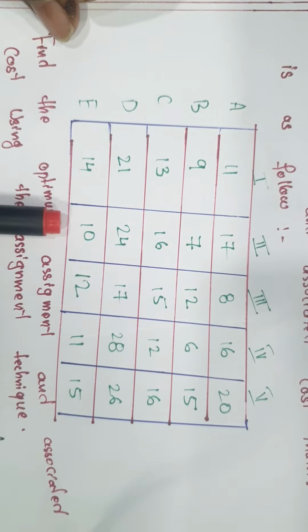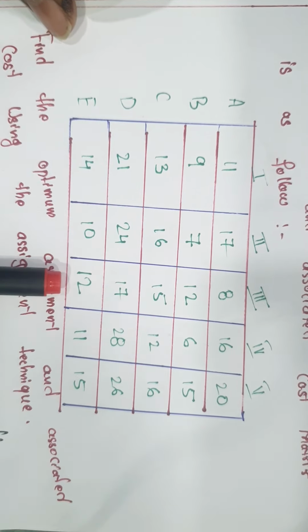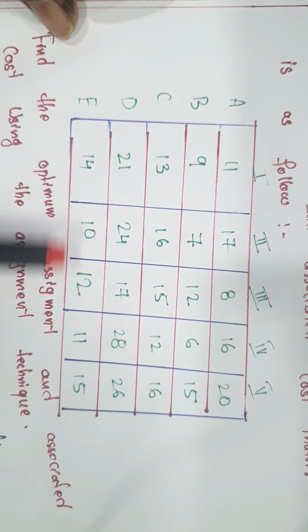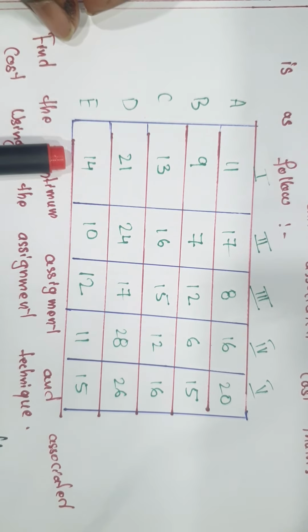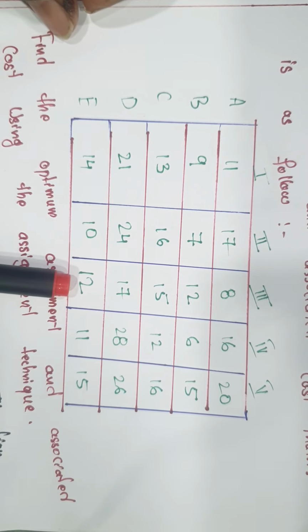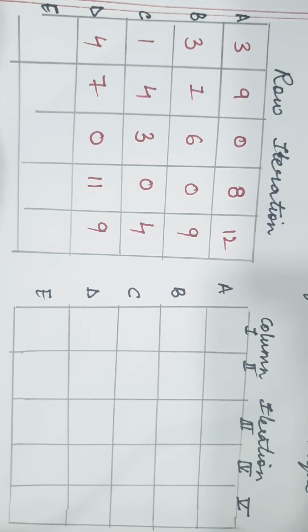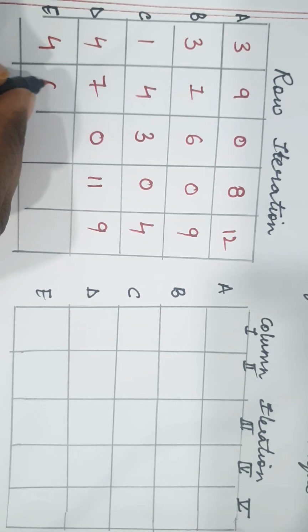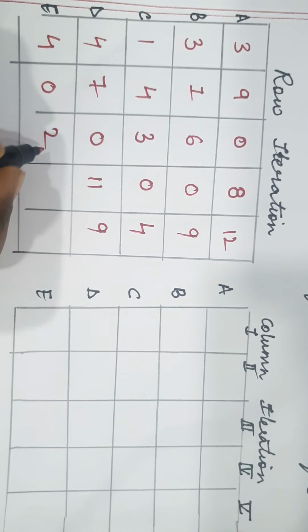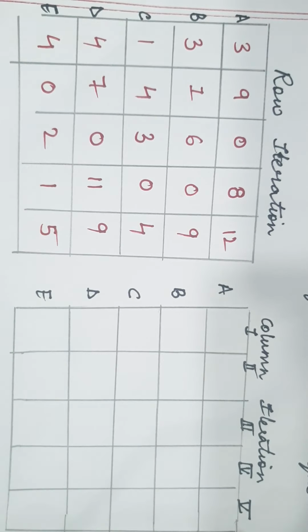After that, the next values are 14, 10, 12, 11, 15. Which one is the least value? 10. So 14 minus 10, 10 minus 10, 12 minus 10, 11 minus 10 and 15 minus 10. 14 minus 10 is 4. Next one is 0, next is 2, next is 1, next is 5. Like this you have to subtract.